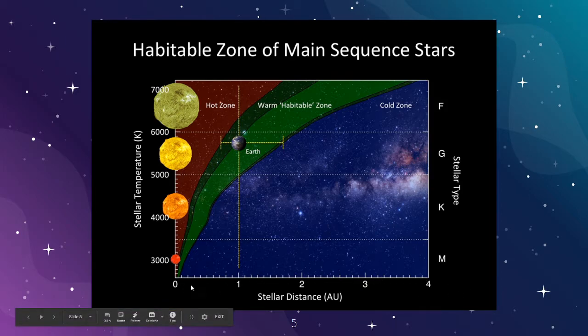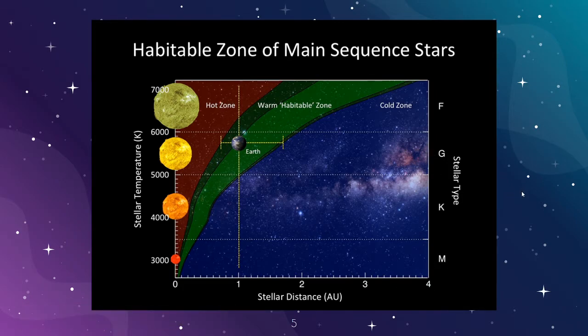So that's why on the bottom we have the distance. Remember, that's in AUs, that's the astronomical unit. And if you remember from yesterday, 1 AU is the same distance as Earth to the sun. So like 3 AUs would be 3 times that distance, 4, and so forth.